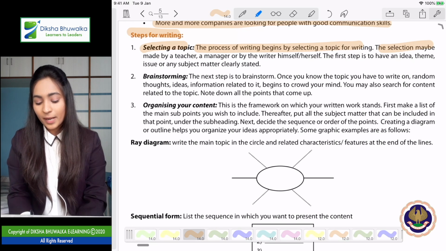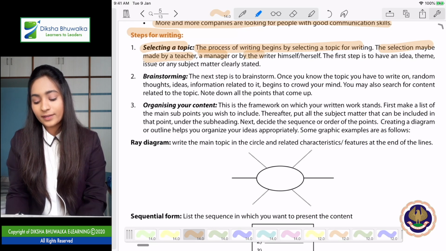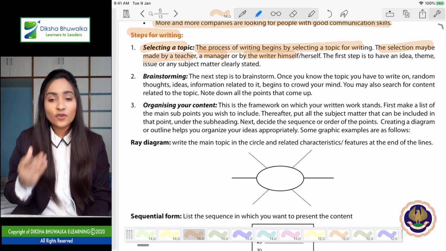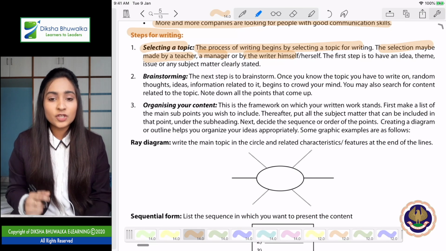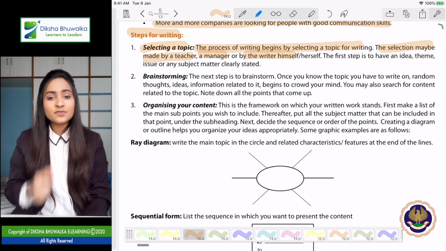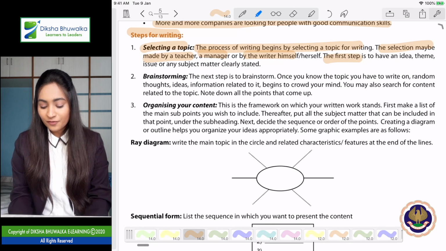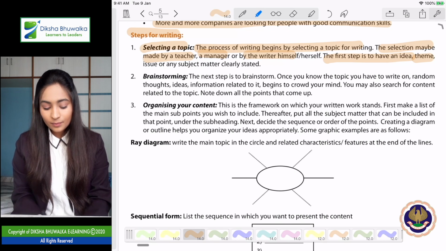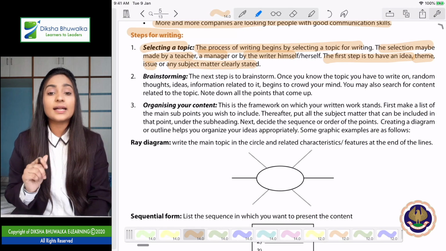The selection may be made by a teacher, a manager, or by the writer himself or herself. So for now, when you will be writing in the examination, you will be given a few topics and you have to select your own topic. Now, on what basis will you select the topic? The first step is to have an idea, theme, issue or any subject matter clearly stated.